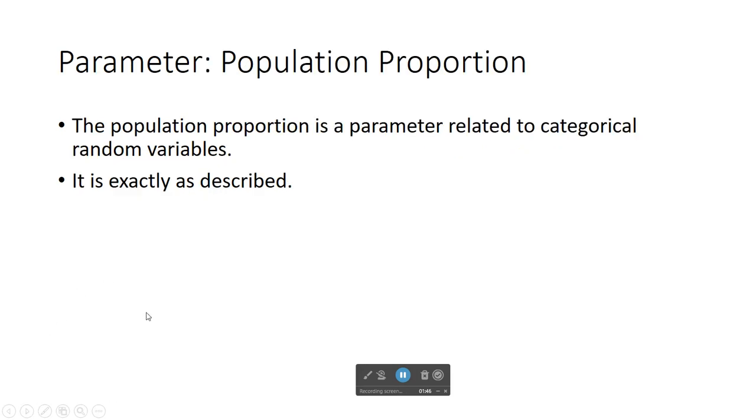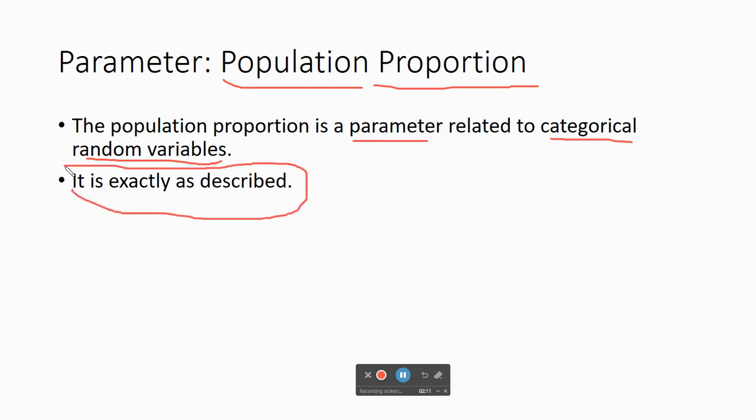Now, a parameter that we can associate with this is called the population proportion. And so the idea, the population proportion is a parameter related to a categorical random variable. And quite frankly, it's exactly as described, by which I mean it's the proportion of the population that a particular category makes up.